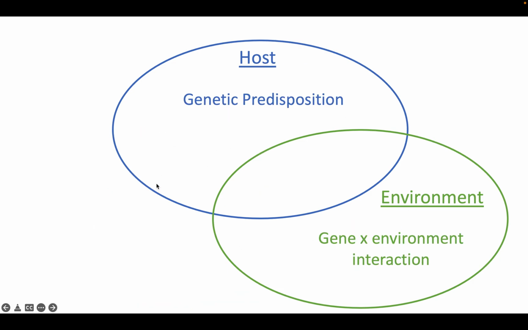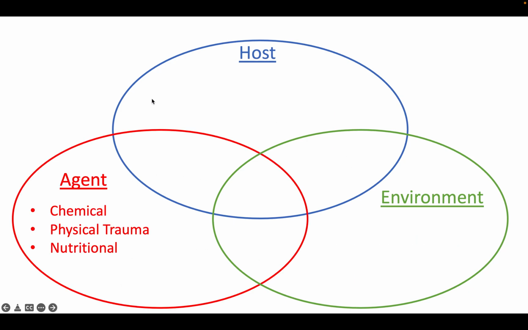There are notable exceptions that don't necessarily involve an agent, things like genetic predisposition and a gene-by-environment interaction. If you wanted, you could probably include the gene itself as the agent, stuff like that. Also, the agent doesn't need to be a bacteria or a virus. It can be a chemical you come into contact with, like something toxic. The agent can be a physical trauma, like falling or something like that. It can also be nutritional, whether you're having too much or not enough of some nutrient.